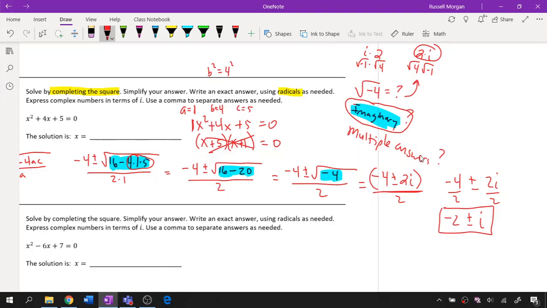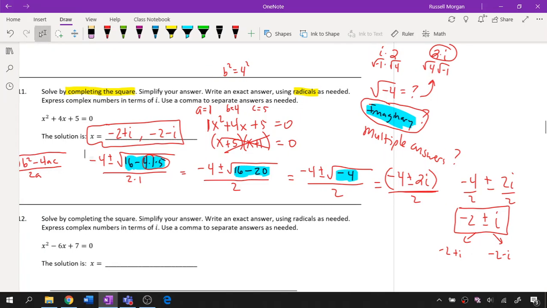Remember, there could be multiple answers. My 2 answers are, if I sort of split them, it would be negative 2 plus i and negative 2 minus i. Those are my 2 answers. They say to separate them with a comma. So negative 2 plus i, comma, negative 2 minus i. That's my official answer. Of course, that's what x equals, so I'll scoop that into my answer.